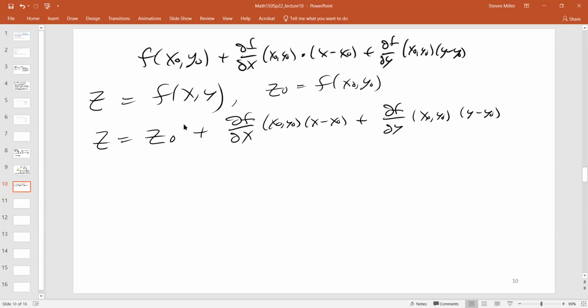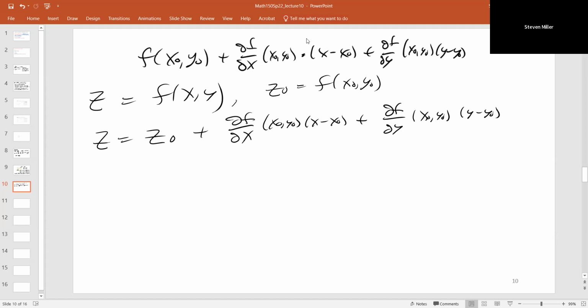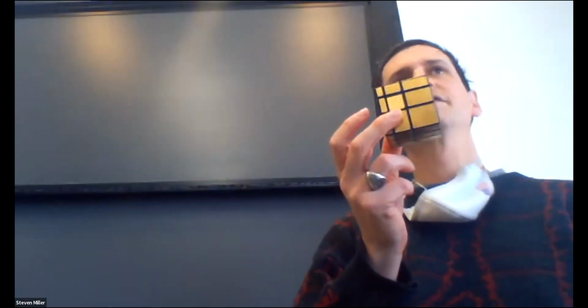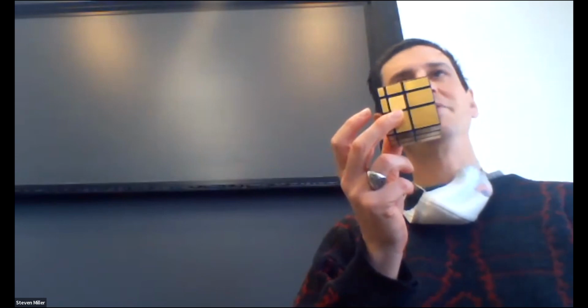So I love Rubik's cubes. And at some point during the semester, I'm happy to do a Rubik's cube tutorial. It takes about an hour to learn how to do a 2x2 cube. So I happen to have this cube in my bag. Somebody was talking about this earlier before class. This is called a mirror cube.